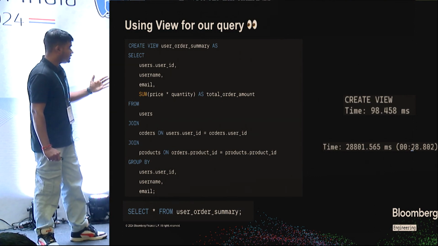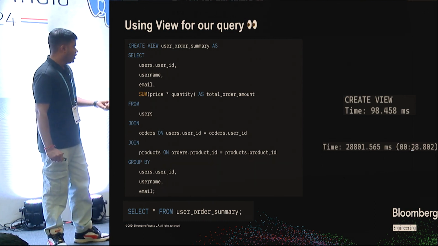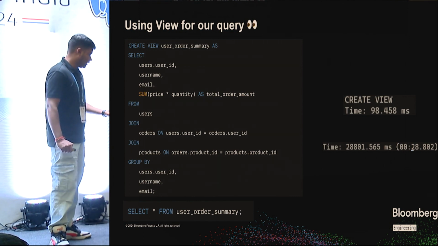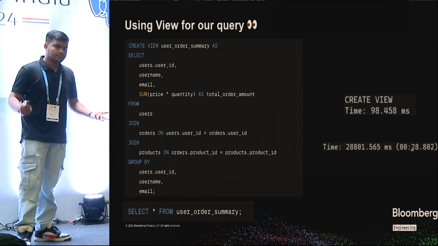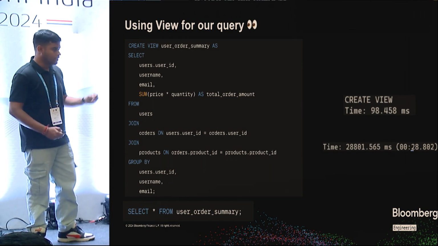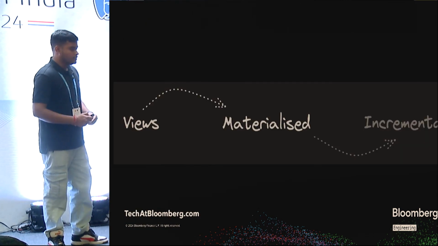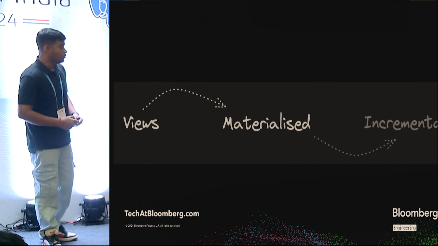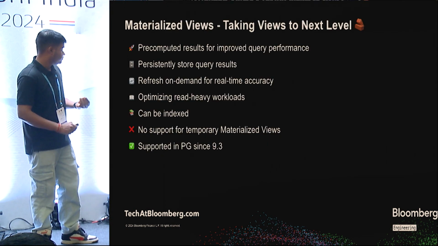And you can see the creation of the view didn't take much time, it's just 98 milliseconds, and the query where we refer to the view that we created is taking 28 seconds. This is because it is doing again the same computation that it was doing in the vanilla SQL that we saw before. So how do we optimize this? For optimizing our query, now we are going to materialize our view. And what we mean by materialization is what we'll see in the next slide.